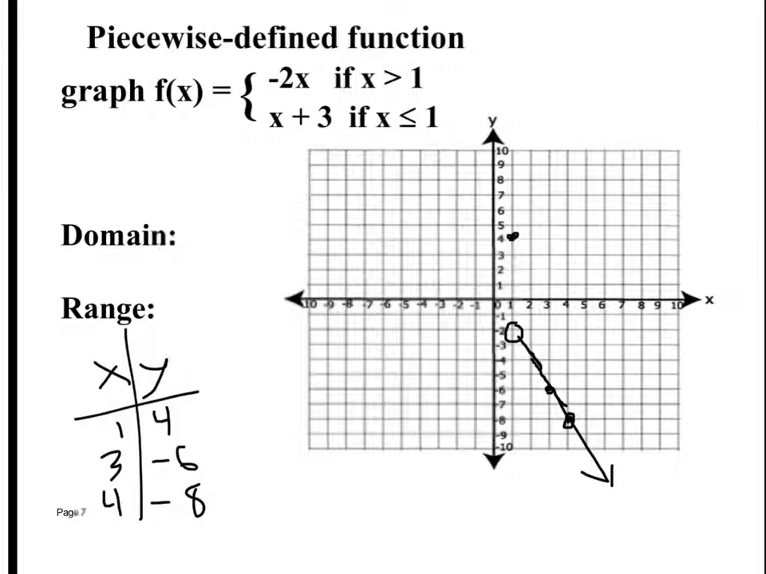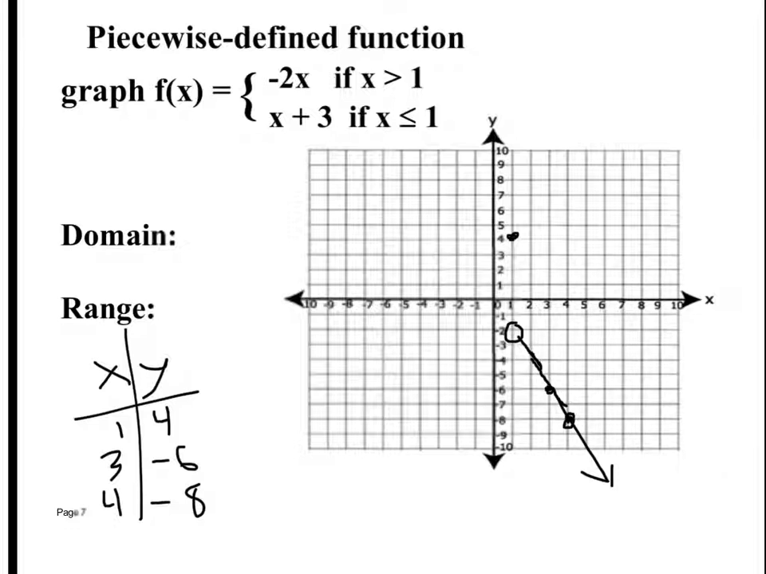Because let's say we went with 1.1, right? It would be close to negative 2, wouldn't it? It'd be negative 2.1. So it's close to 1, negative 2, but it doesn't include it. So that's why it's an open circle. The one at 4 is a closed circle because it includes it. Because if x is equal to 1, then that's the equation you go with.